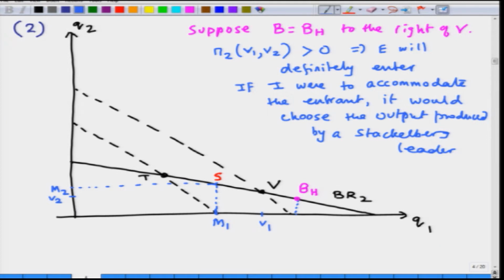To see this, let us draw the profit curves. If we draw the profit curves, then the firm's profit passing through the Stackelberg point is somewhere here. So, this would be the isoprofit curve of the incumbent when it chooses the Stackelberg level of output. On the other hand, if it were to produce BH and deter entry, this would have been the isoprofit curve, and profit is actually increasing in this direction. So, that tells us that the incumbent is better off accommodating the entrant. So, this is a case of accommodated entry.